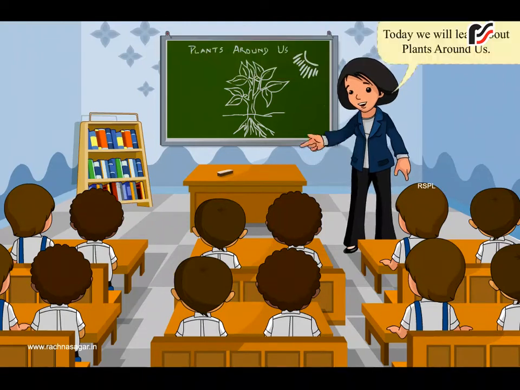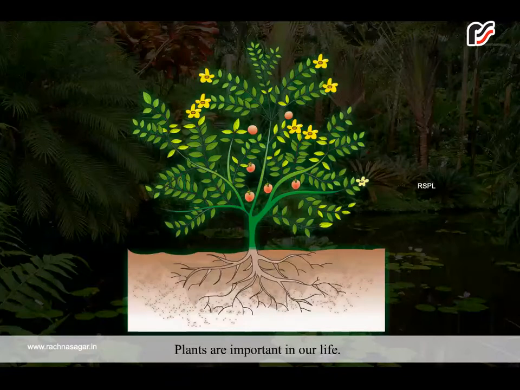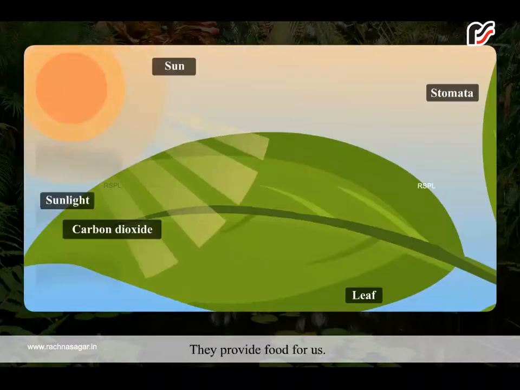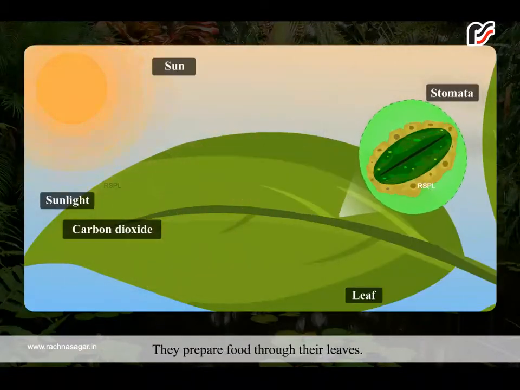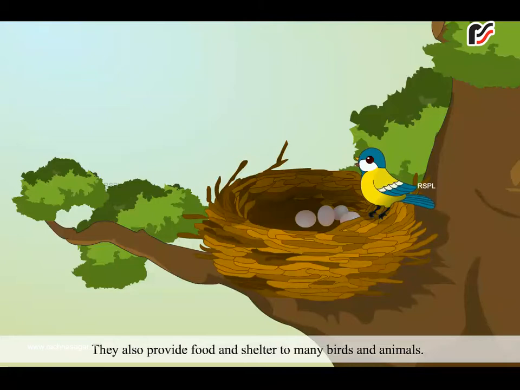Hello children, today we will learn about plants around us. Plants are important in our life. They provide food for us. They prepare food through their leaves. They also provide food and shelter to many birds and animals.